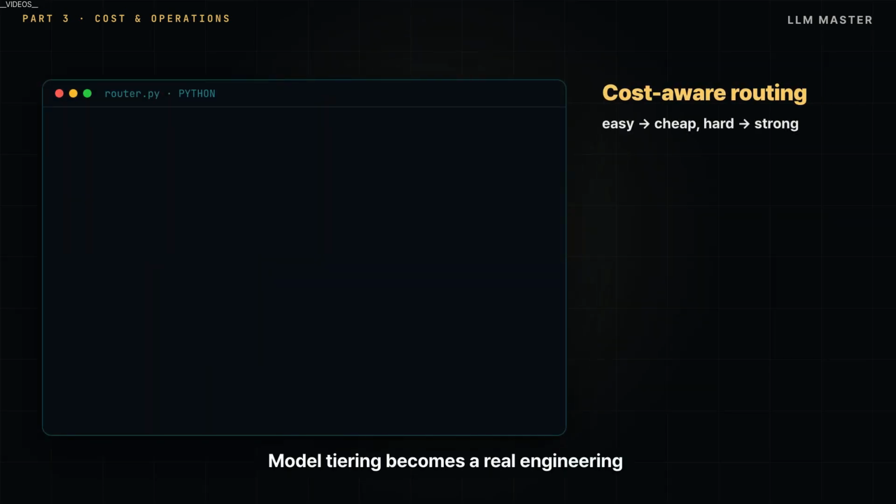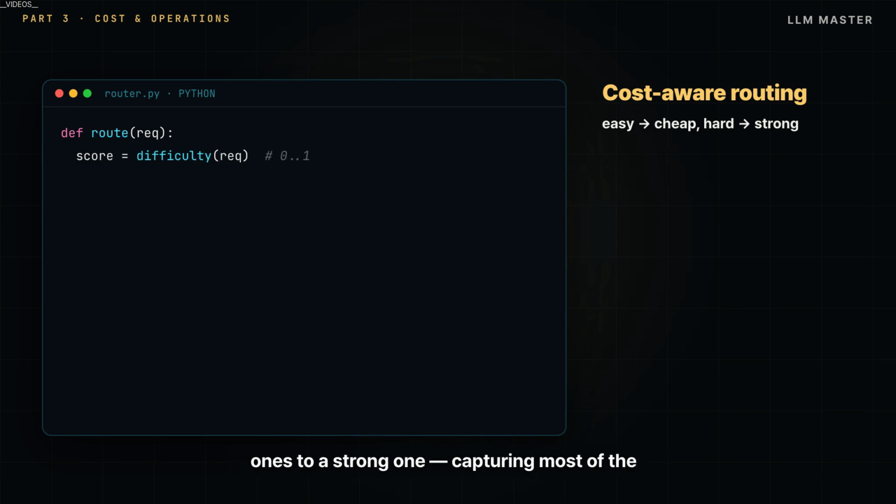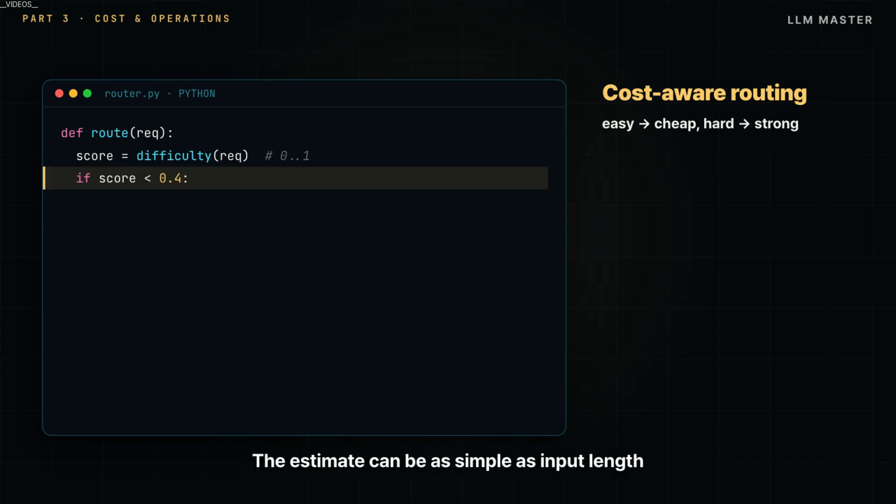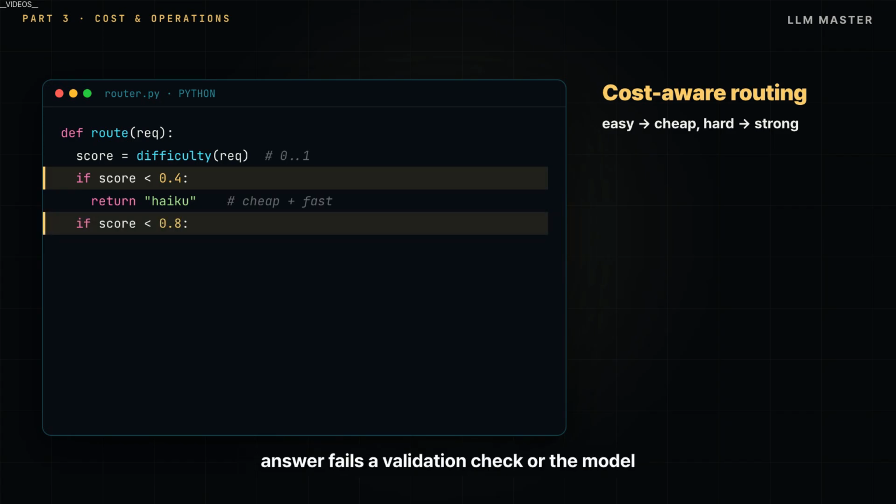Model tiering becomes a real engineering pattern when you make the routing automatic. A cost-aware router looks at each request, estimates how hard it is, and sends easy ones to a cheap model and hard ones to a strong one, capturing most of the quality at a fraction of the cost. The estimate can be as simple as input length and a few features, a tiny classifier that predicts difficulty, or an escalation strategy. Try the cheap model first, and only fall back to the expensive one if the answer fails a validation check or the model itself signals low confidence.